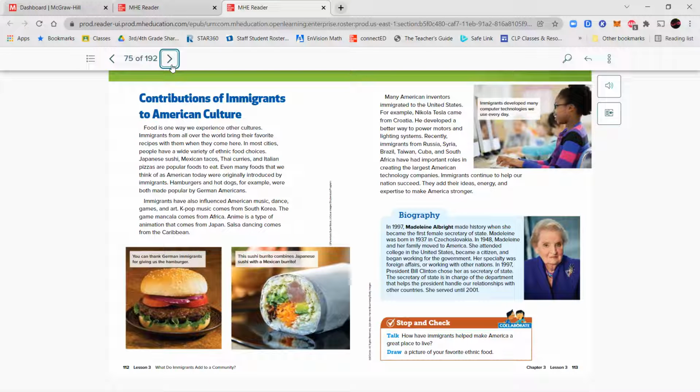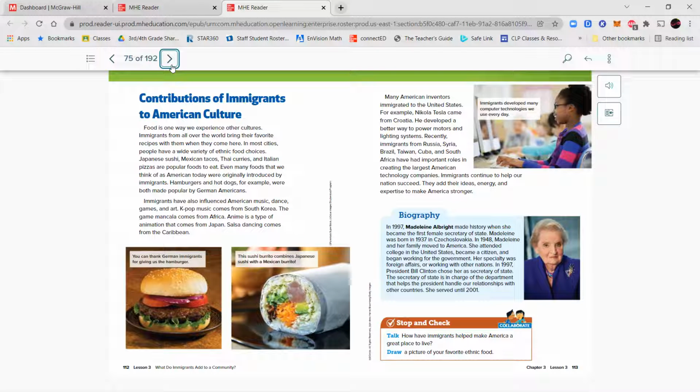Biography. In 1997, Madeleine Albright made history when she became the first female Secretary of State. Madeleine was born in 1937 in Czechoslovakia. In 1948, Madeleine and her family moved to America. She attended college in the United States, became a citizen, and began working for the government. Her specialty was foreign affairs, or working with other nations.